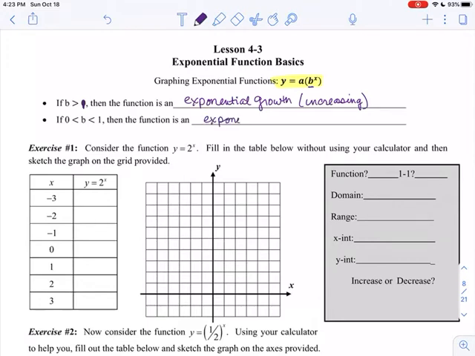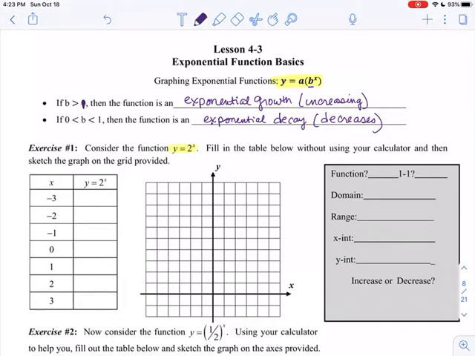If b is a fraction, so if b is less than 1 but greater than 0, then the function is an exponential decay. And that means it's decreasing. And we're going to do one of each of these so that you can see what they look like.